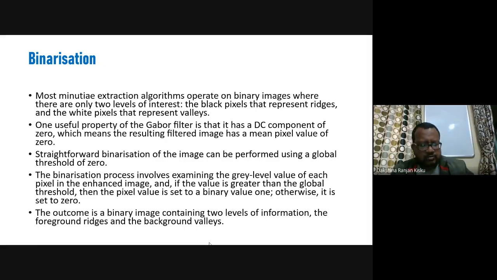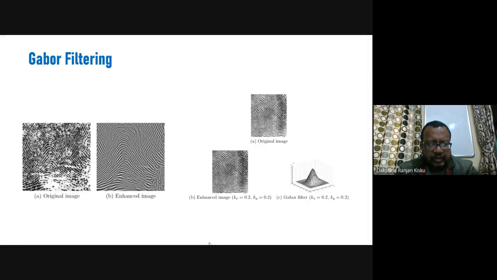Okay, as you are saying, then we can start from binarization again. So until the last class, we have talked about a number of pre-processing steps that give us an enhanced image. After Gabor filtering, we obtain this enhanced image from the original fingerprint image. So after applying those pre-processing steps, including Gabor filtering, we obtain this enhanced image.